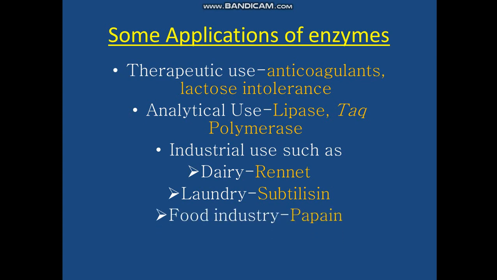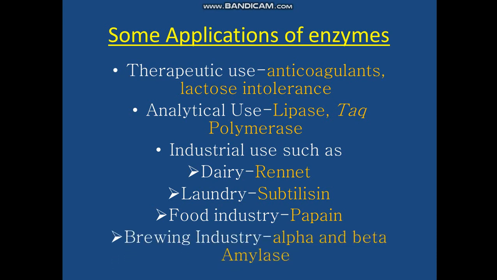Next is food industries. Papain can be used. Papain is again a proteolytic enzyme which, as the name says, we are getting from papaya. So papain enzyme is effectively working on the meat and protein of the meat, and is softening the protein or tenderizing the meat so that it is easily chewed and can be eaten easily.